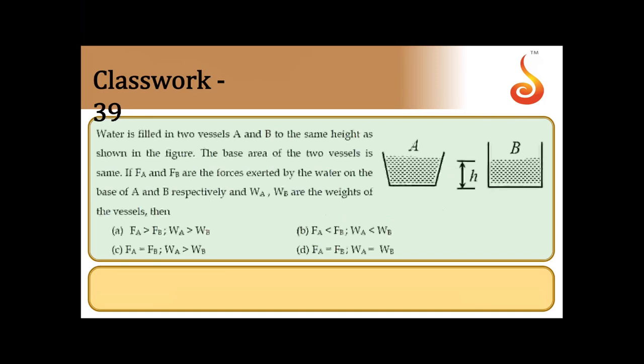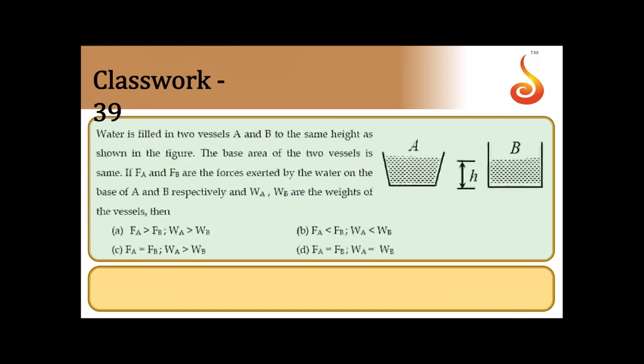Yes, we shall move on to next one. Now we have questions on fluids. First one, water is filled in two vessels A and B to the same height as shown in the figure. The base area of the two vessels is same. If FA and FB are the forces exerted by the water on the base of A and B respectively, WA and WB are the weights of the vessels, then options: FA greater than FB, WA greater than WB; FA less than FB, WA less than WB; FA equal to FB, WA greater than WB; FA equal to FB, WA equal to WB.